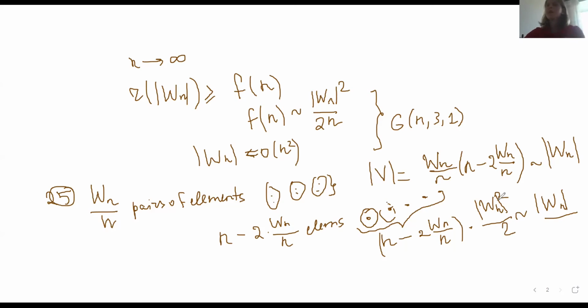We have Wn divided by n squared. So it's like this, and it asymptotically equals this number. And that's exactly what Turan's theorem implies. It is exactly this estimation for Johnson's graph G(n, 3, 1). That's problem number 25.